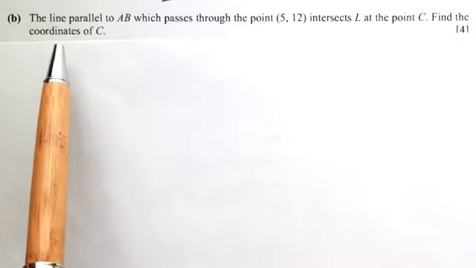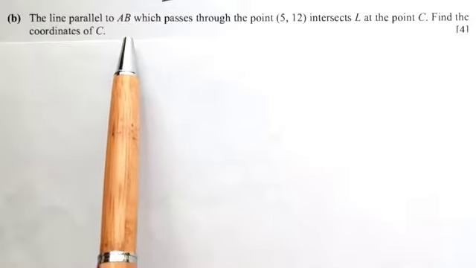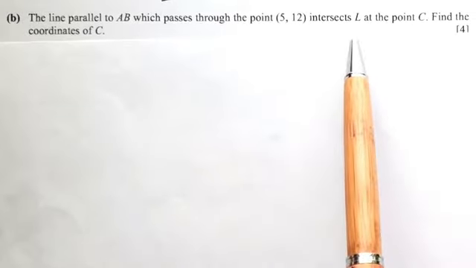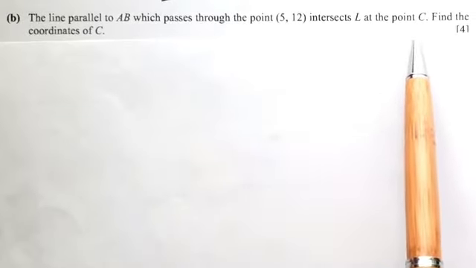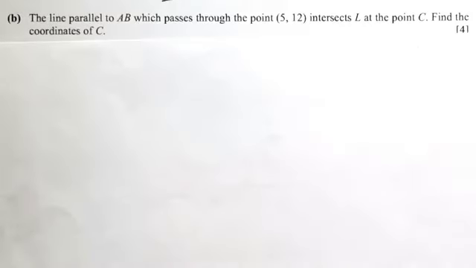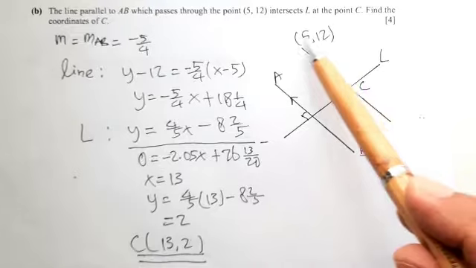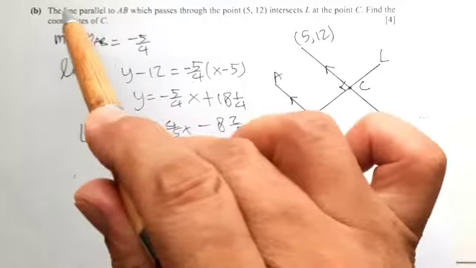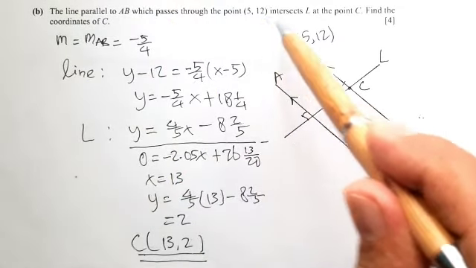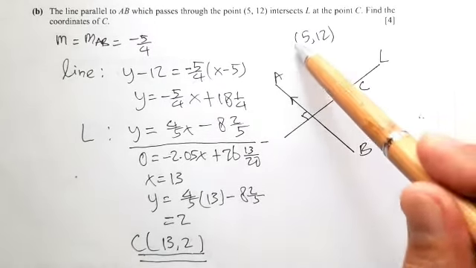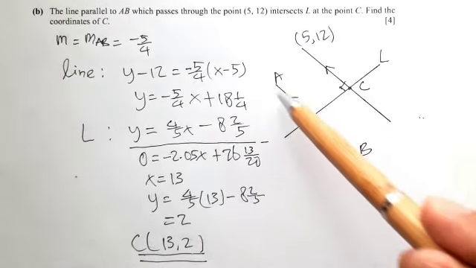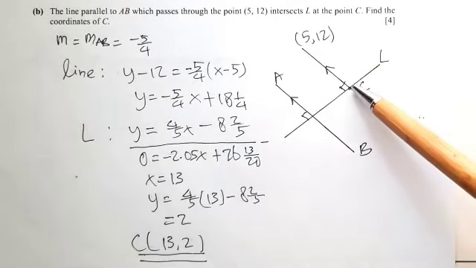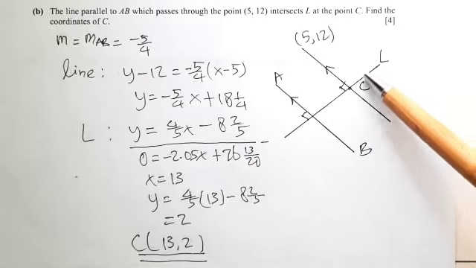Question B. The line parallel to AB, which passes through the point (5, 12), intersects L, or line L, at the point C. Find the coordinates of point C. Now this is the diagram to visualize the problem. This line passes through (5, 12) and is parallel to line AB. Thus this line is parallel to line AB, and this line intersects with line L at point C. The question is, what is the coordinate of this point C?